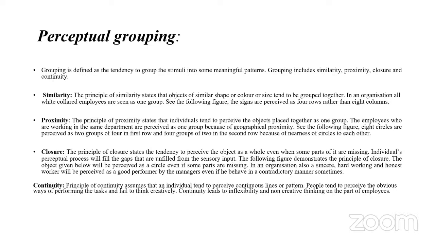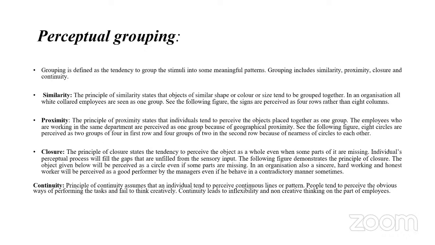The next one is perceptual grouping. What do you mean by perceptual grouping? People tend to group stimuli into patterns and then form opinions about them based on their own perceptions. The principles are similarity, proximity, closure, and continuity. The principle of similarity says that whichever objects are similar in, say, shape, size, or color, we tend to perceive them to be alike.